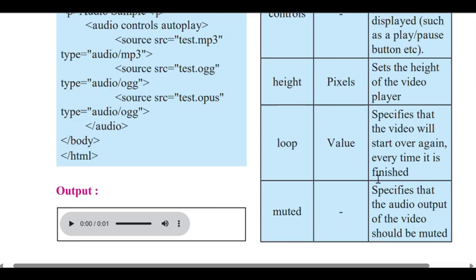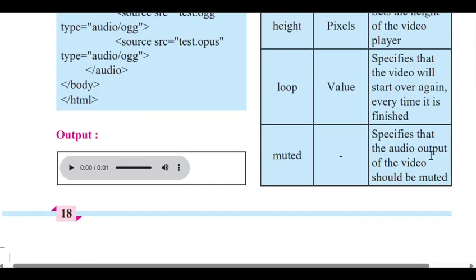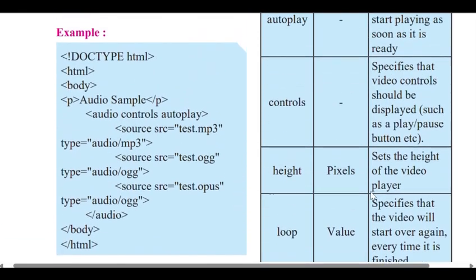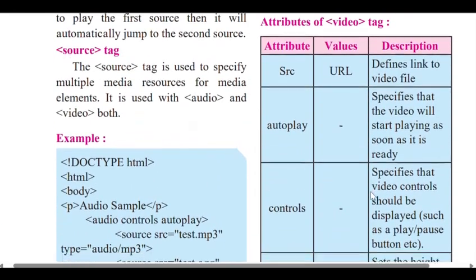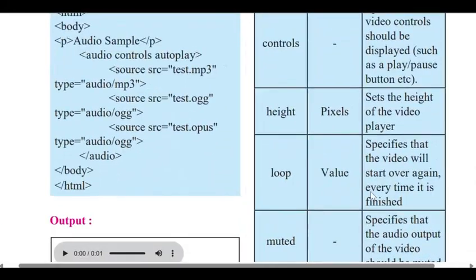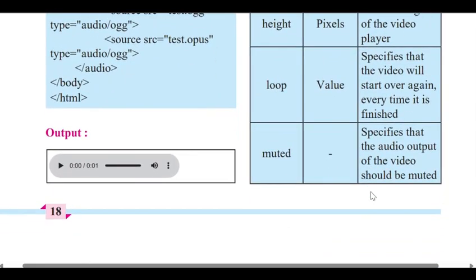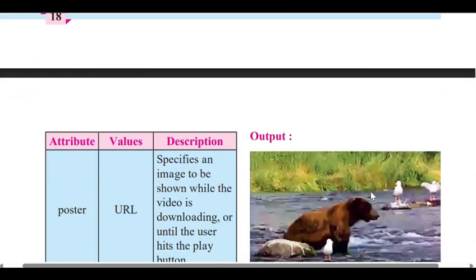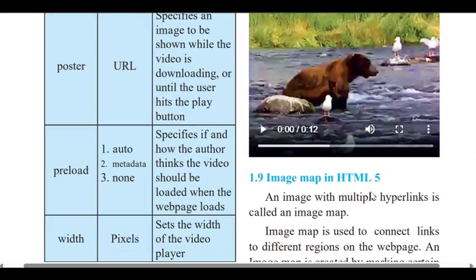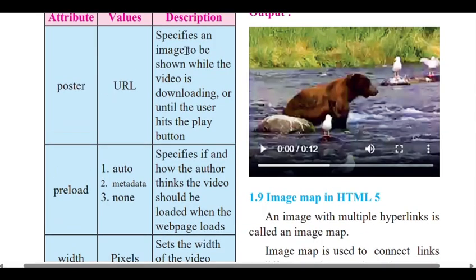Loop, specifies that the video will start over again every time it is finished. Muted, the video will be kept muted. Specifies that the audio output of the video should be muted. So these are the attributes of the video tag: src, autoplay, controls, height, loop, muted.